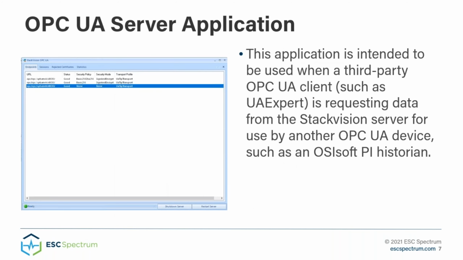When StackVision is used as an OPC UA server, there's an application that's actually intended for third-party OPC UA clients that could exist on other servers, such as UA Expert, and you can check to see if it's requesting data from the StackVision server, for use by another OPC UA device, such as OSI, a Pi historian. I probably come across that more often as just Pi historians would send data to an OPC UA server.